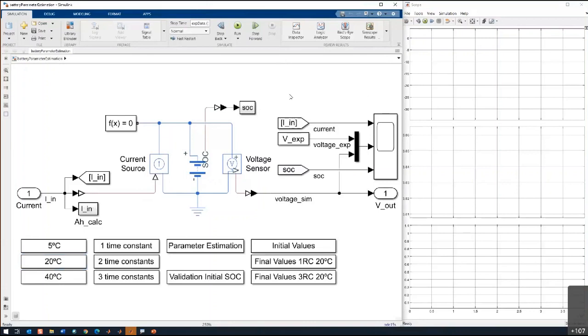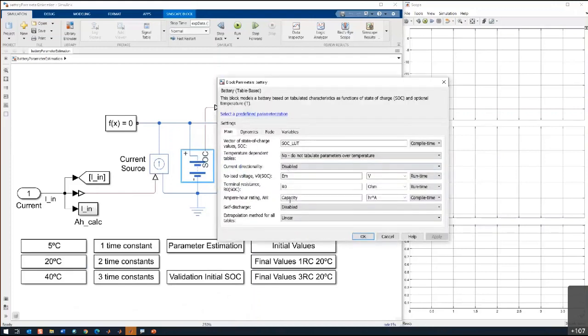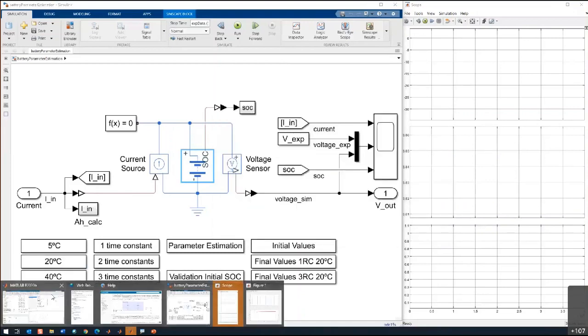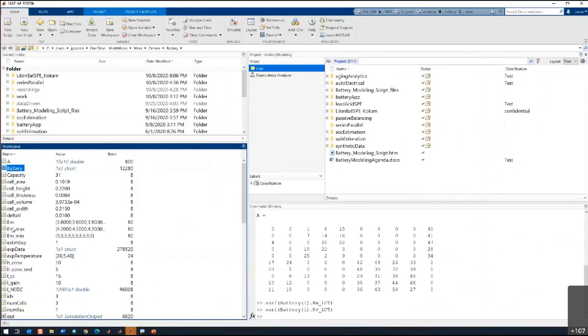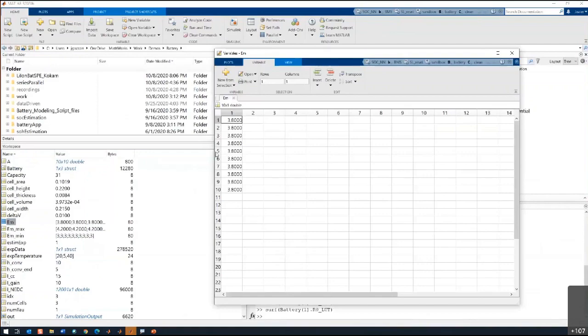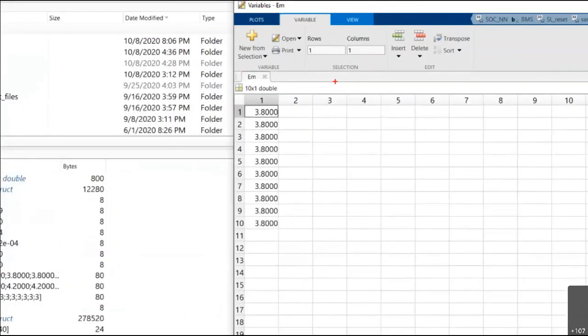Okay, good. So I have experiments and I have a model, right? I need to parameterize this component. So I can start by defining some initial guesses for the parameters of the equivalent circuit, right? I define those initial guesses in the MATLAB workspace. So let's start with the open circuit voltage equal to 3.8 volts at all SOCs, right?